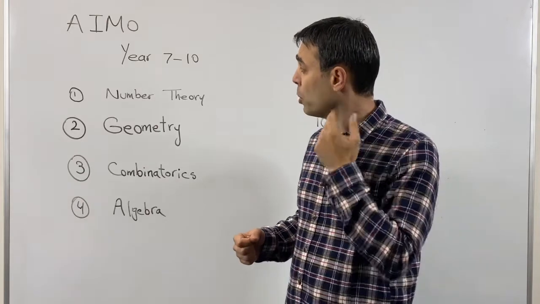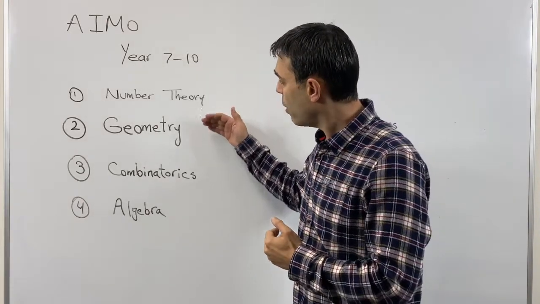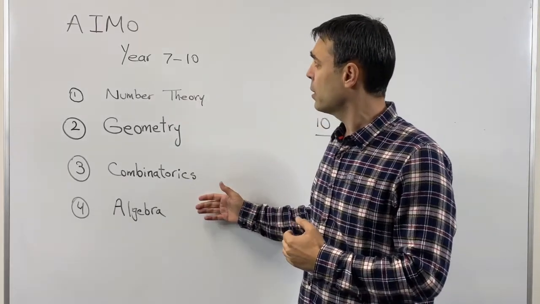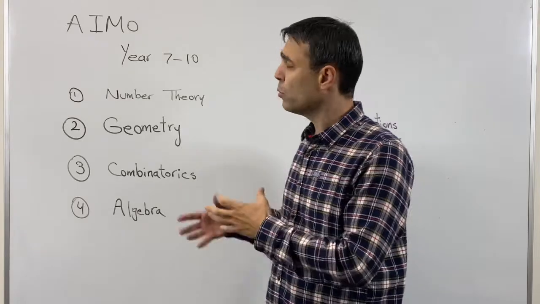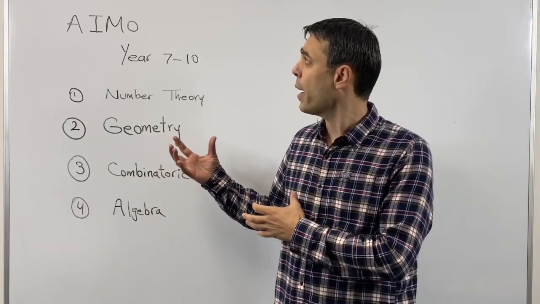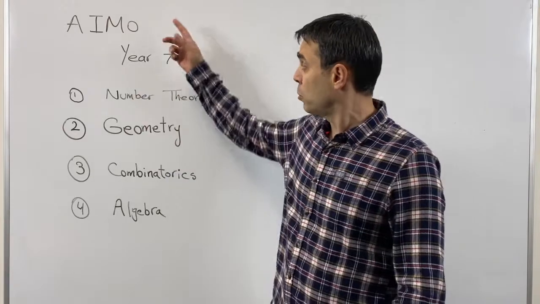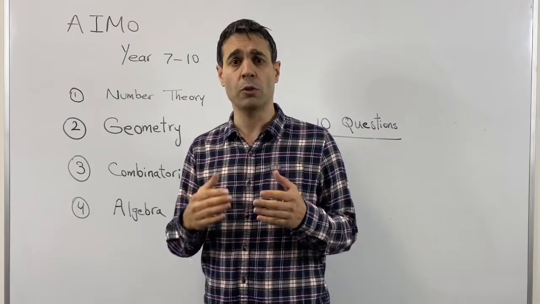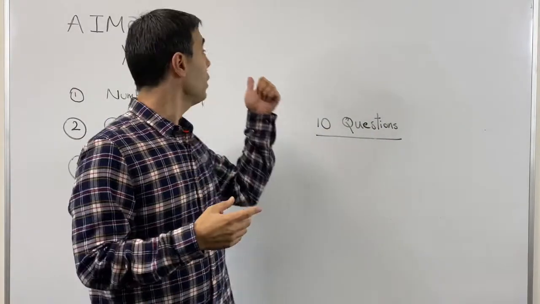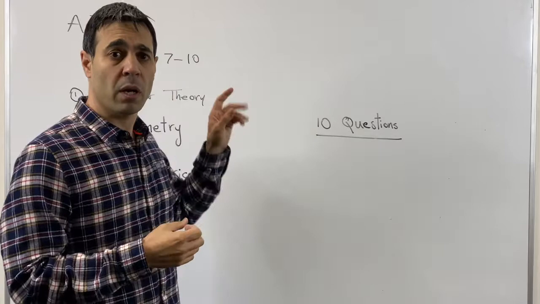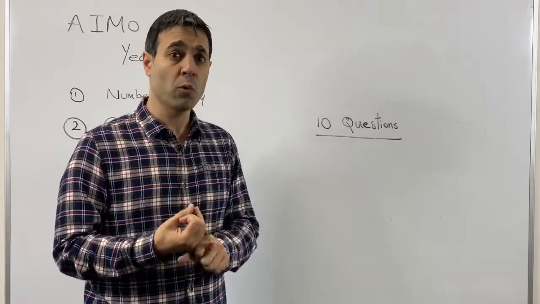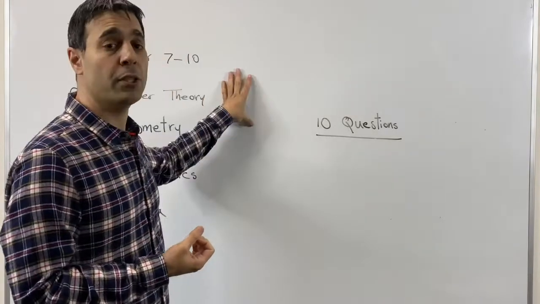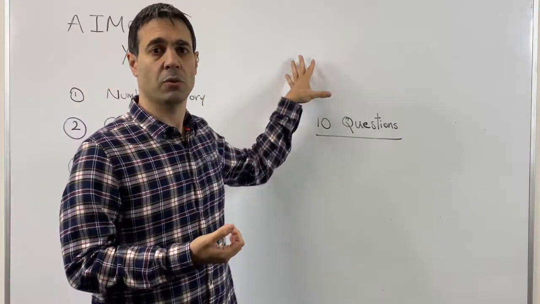But today, I want to show you that by studying these topics, by practicing these topics, you're going to learn how to do very well in the AIMO. And to do this, I am going to cover the last 2 questions, which usually are the hardest questions in AIMO. So I'm going to cover question 9, which is 4 marks, and question number 10, which has 5 marks. And then you're going to see how easy it is to solve these questions.